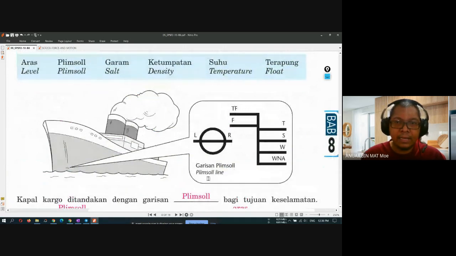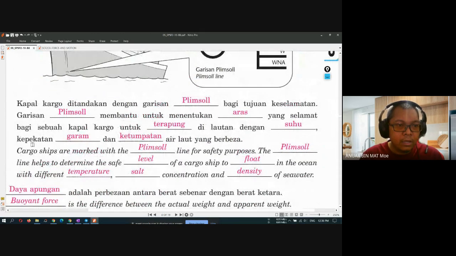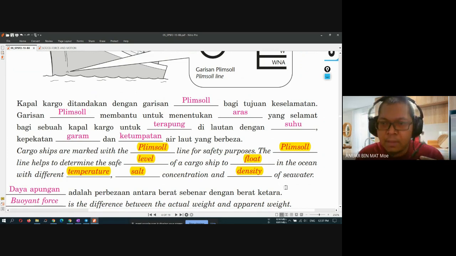This is the Plimsoll line. I already explained to you about the Plimsoll line. Cargo ships are marked with the Plimsoll line for safety purposes. The Plimsoll lines help to determine the safe level for the cargo ship to float in the ocean with different temperature, salt concentration, and density of seawater. So the ship uses the Plimsoll line to determine the safety level to sail on the sea.